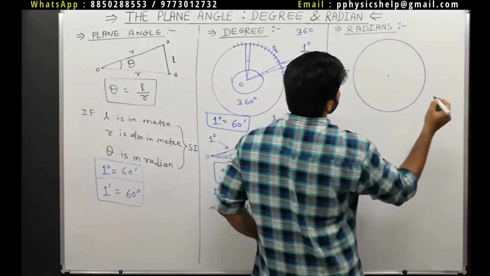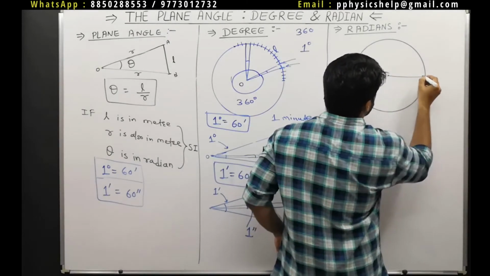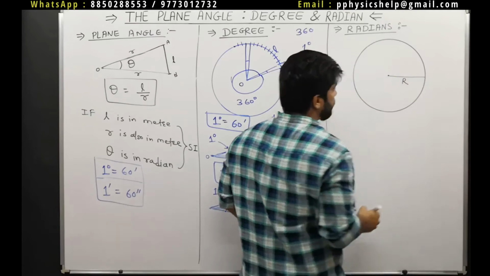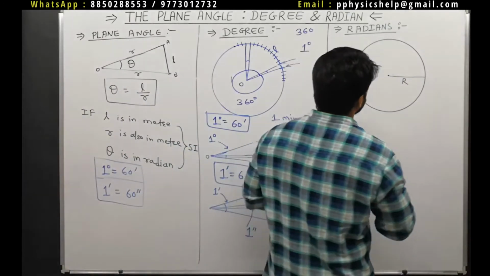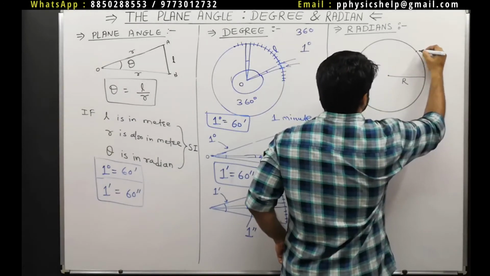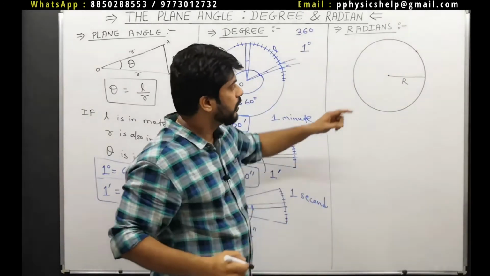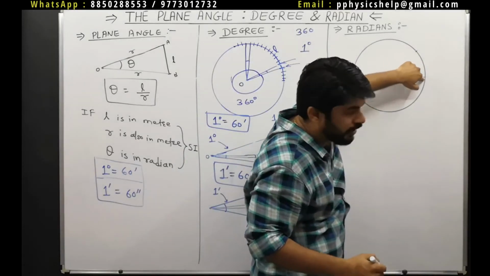First of all, let's say this is the radius, and the radius is r. Now here suppose I choose a small arc, you can see from here to this point. I have chosen a small arc.